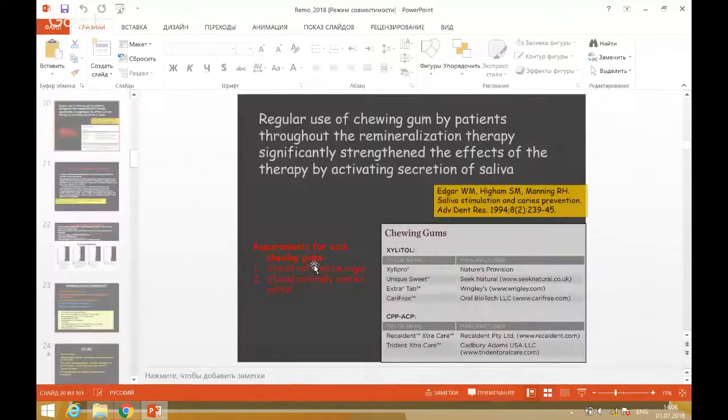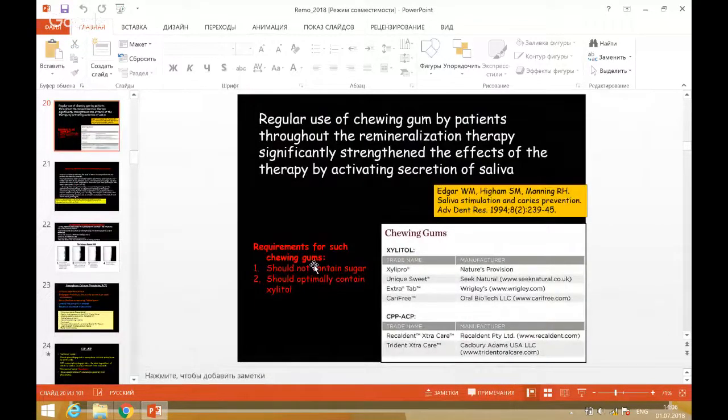No, the question is, you mentioned using chewing gums and it will help the remineralization, right? Her question is, wouldn't this frequent use of chewing gum damage the TMJ?